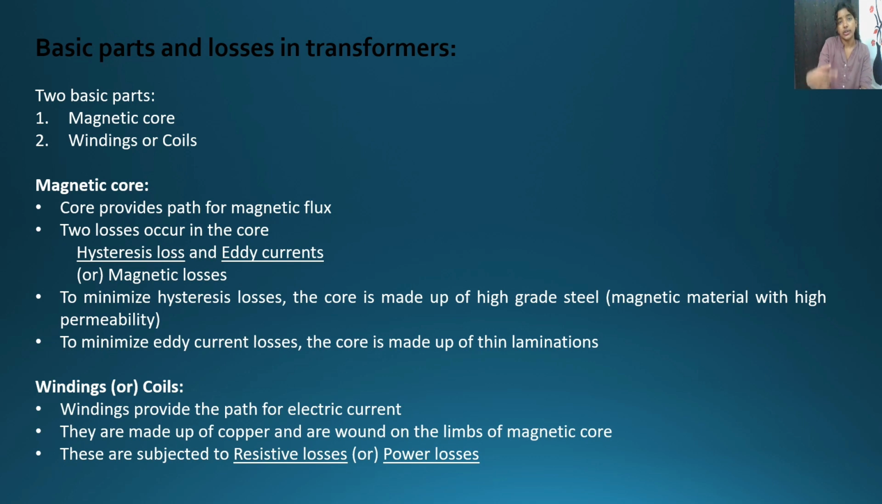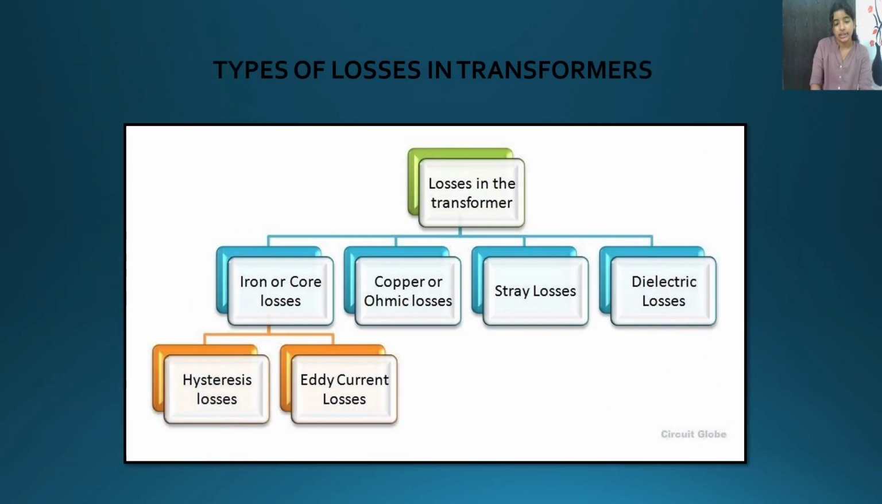Due to the electric current passing through the windings, there are some losses observed here also. Those are the resistive losses or power losses, which can also be called copper losses. To get a better understanding, I have given you this.